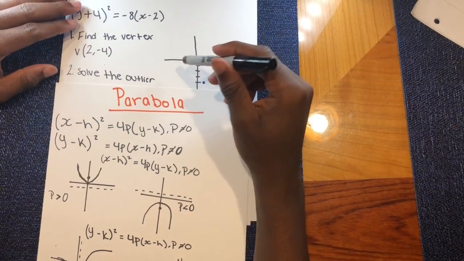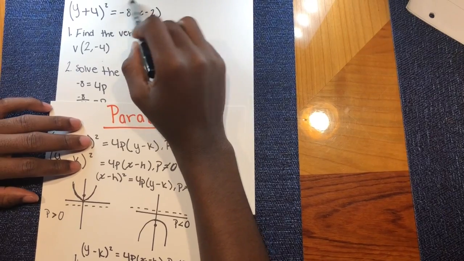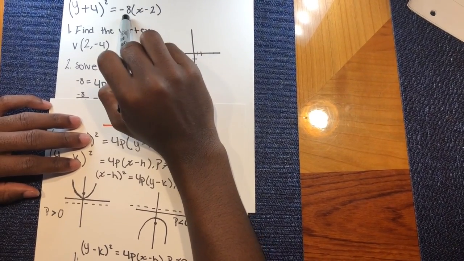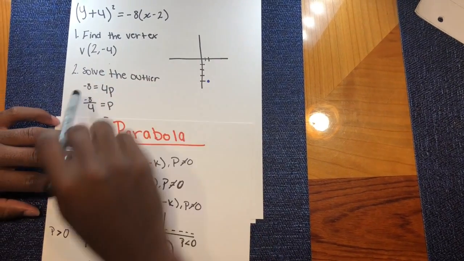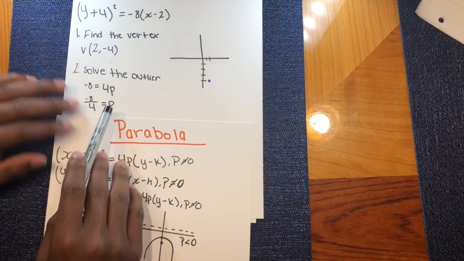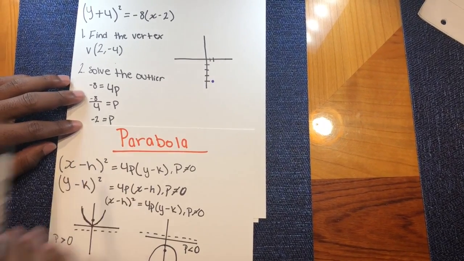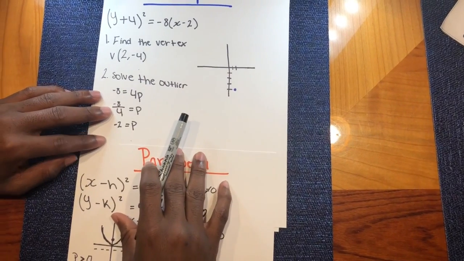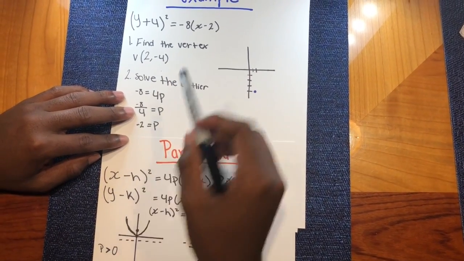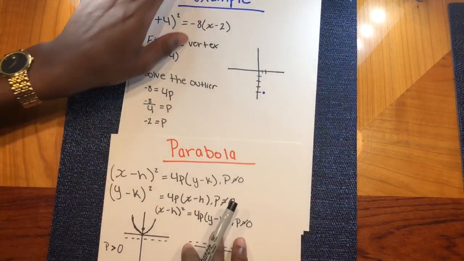And the second step is you want to solve for your p. Solving for your p, you're just going to take what you have here. It said this equal to 4p. So it's negative 8, you set it equal to 4p. You're going to get negative 8 equals 4p, divided by 4 on both sides. Simplify, and then you have negative 2 equals p. So when you get that, you have your vertex, and now you have your p. You want to just graph your vertex for now, and then we'll move on to the next step.